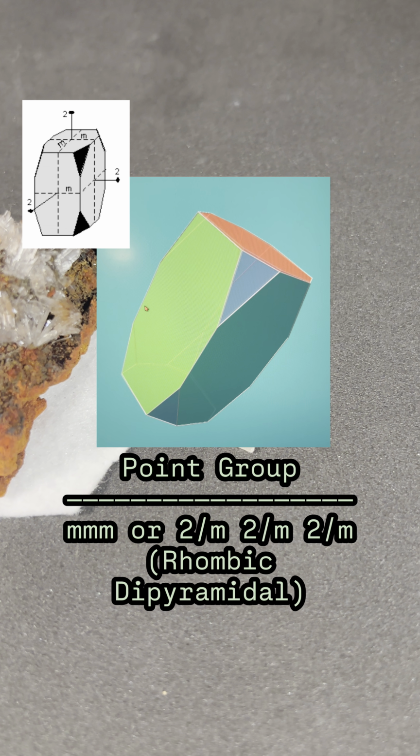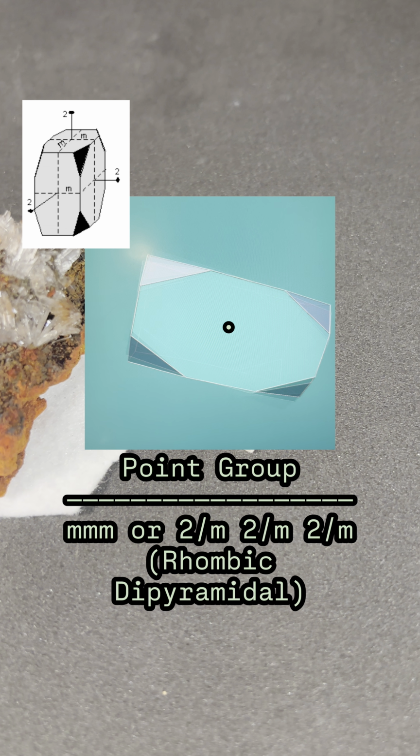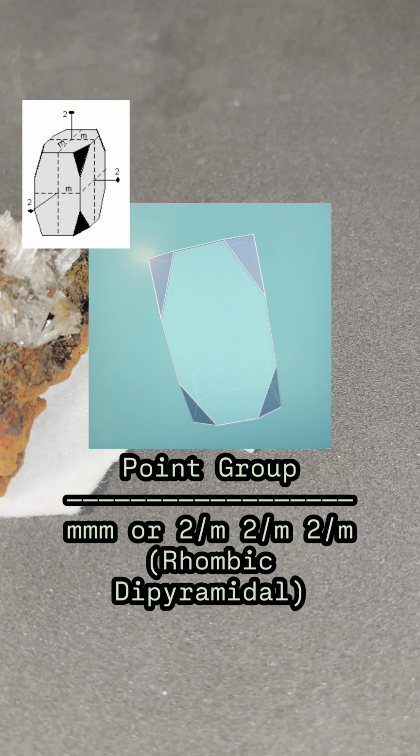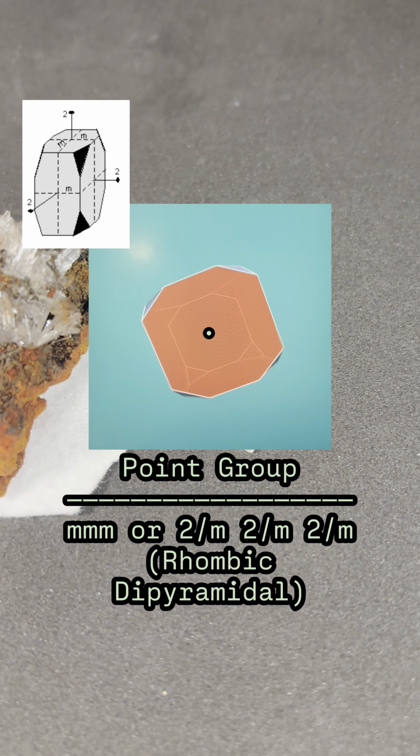Here is a simulation of the shape. Here we see 2 intersecting mirror planes and a two-fold rotation axis, another set of mirror planes and a rotation axis, and finally, along the C direction, another pair of intersecting planes and rotation axis.